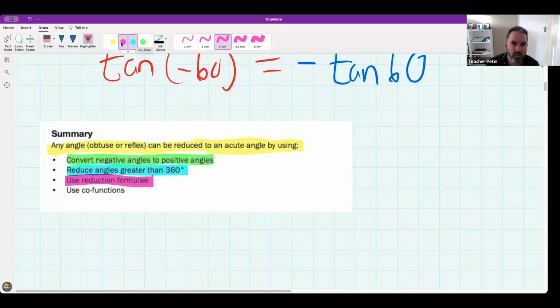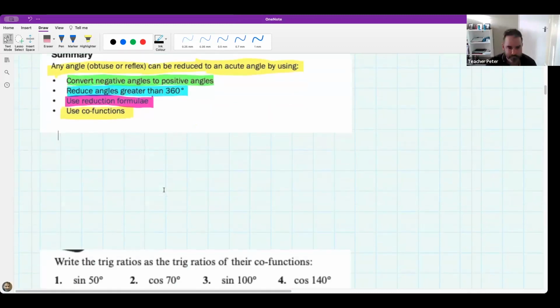Now, give me a yes in the chat if you've seen co-functions before. Give me a no in the chat if you've never seen co-functions. I just want to get a feel of how many students have seen some idea of co-functions and how many have not. Okay, so you have some idea. Okay, so I'm just going to go over the basic idea.